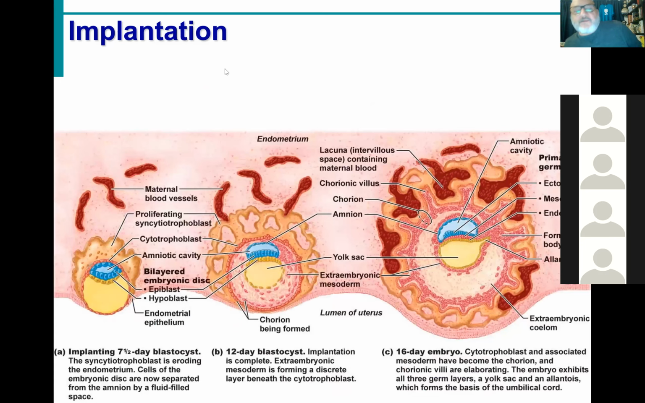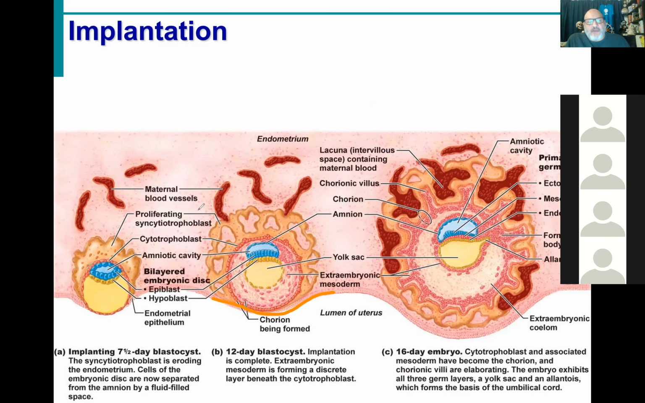Here's the picture I wanted. Notice that the syncytiotrophoblast doesn't just make the hole where the trophoblast is able to embed itself inside. And notice it does truly embed itself inside. Notice the epithelial layer reforms on the outer surface. So it is completely contained within the functional wall of the endometrium.